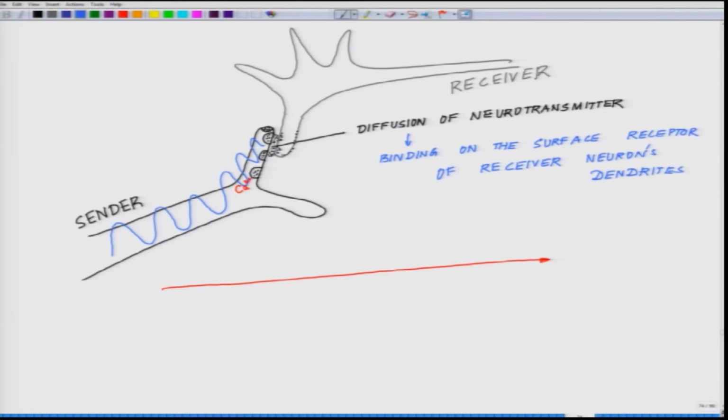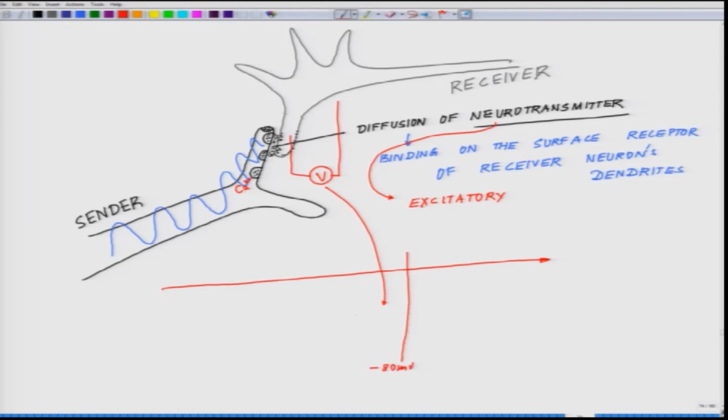Now if this neurotransmitter is, say for example, excitatory, then what will happen? This cell, which otherwise is sitting, so if I keep a voltmeter with respect to this cell, what will happen? This cell is originally sitting at, the reading will tell you, minus 80 millivolt, okay, or minus 70 millivolt, whatever.